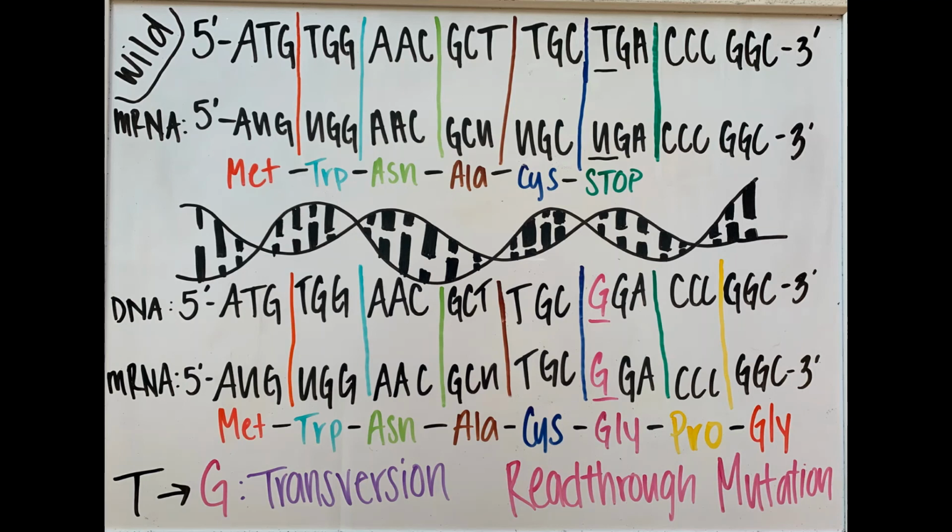Finally, we have read-through mutation. So read-through mutation is a standard stop codon that is converted into amino acid. So the stop codon in the wild type, it got changed from a T to a G in the DNA. So I translated that into the mRNA, which I still got G. So I got GGA, which changed the stop codon to glycine. So then I continued the chain and I got proline and glycine again. So my mutation was from a T to a G, causing a transversion.